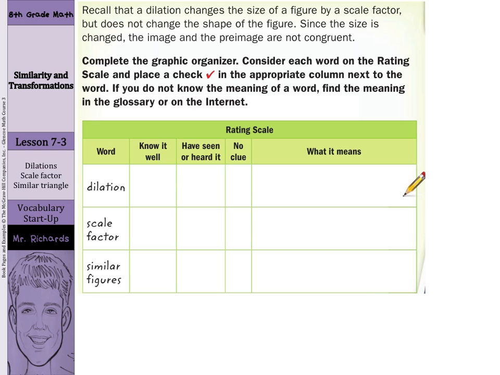Now complete the graphic organizer. Consider each word on the rating scale and place a check in the appropriate column next to the word. If you do not know the meaning of a word, find the meaning in the glossary or on the internet. And so our rating scale, we have know it well, have seen or heard it, or just no clue. And you can go ahead and check for yourself dilation, scale factor, and similar figures.